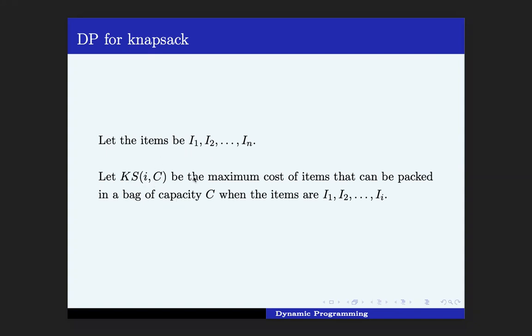KS(1, C) is what you were saying in some sense. KS(1, C) is that you have only one item, I1, and you have a bag of capacity C. What is the best thing you can do? Now, what is KS(10, C)? You have items I1 to I10, and you have capacity C. So there is some ordering of I1 to In, and I am taking this.